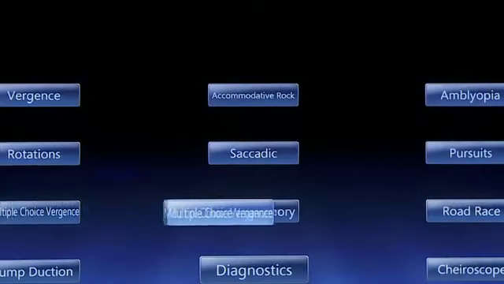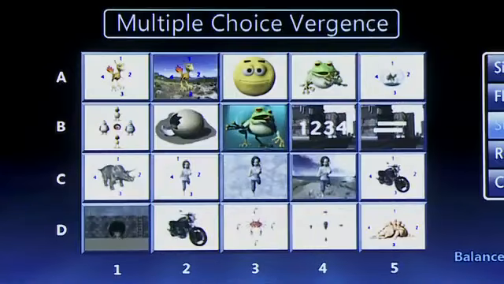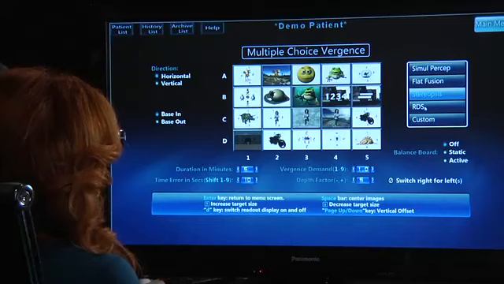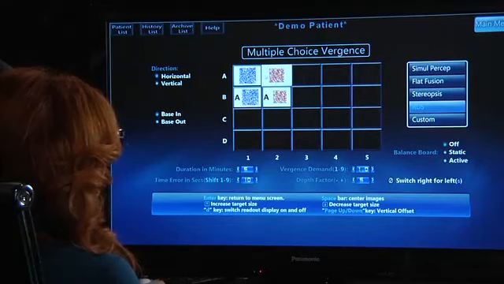Their response guides the therapy. We're going to be using the multiple choice targets in a random dot stereogram. Random dot stereograms have the advantage that the only way that you can perceive them or see them is if you're binocular or bifoveal at the time that you're viewing the target.